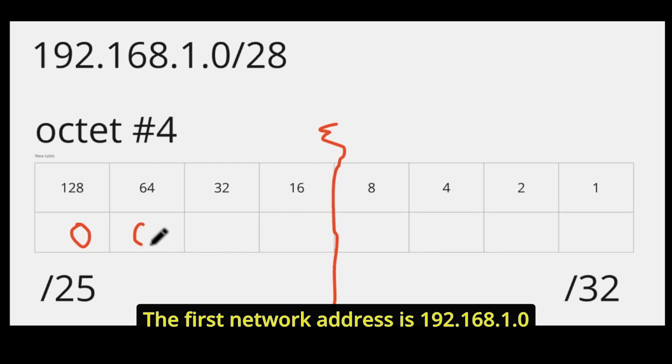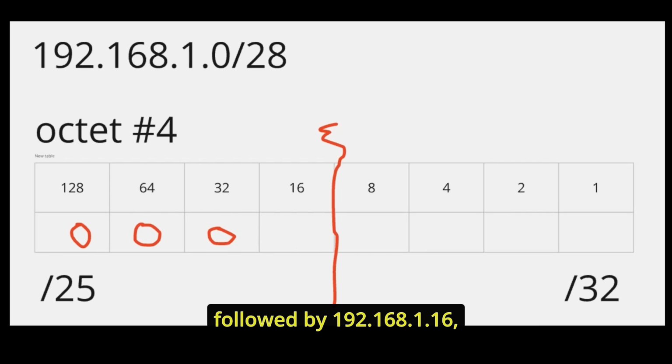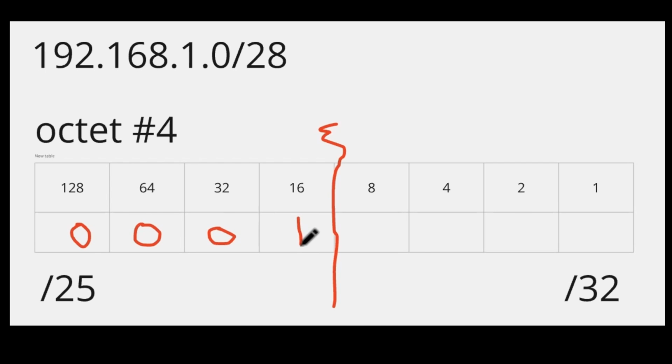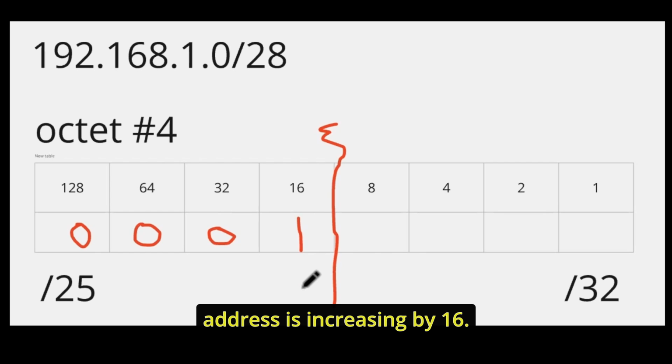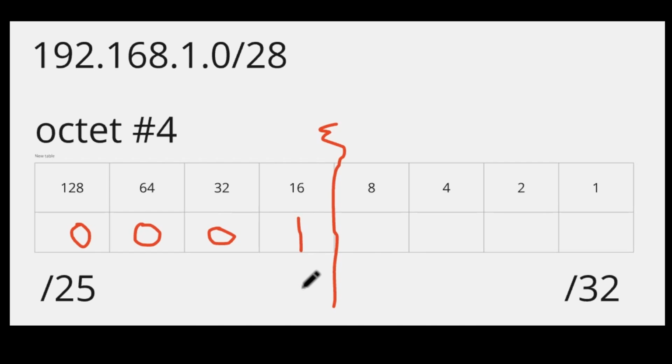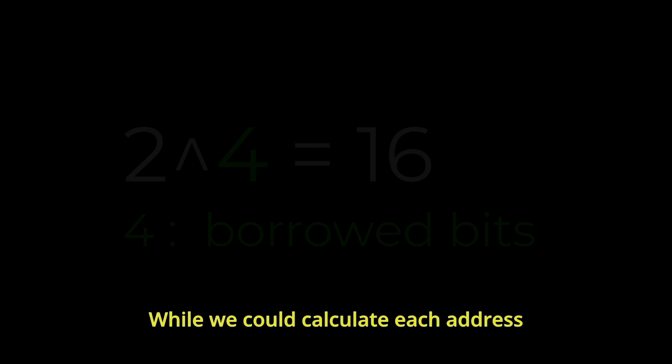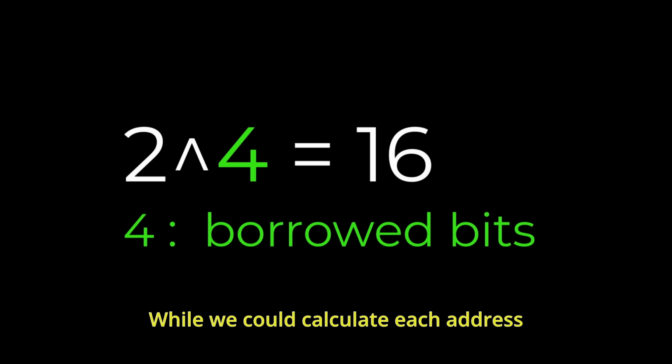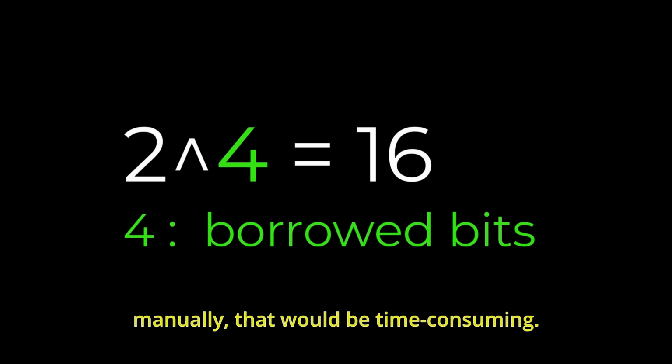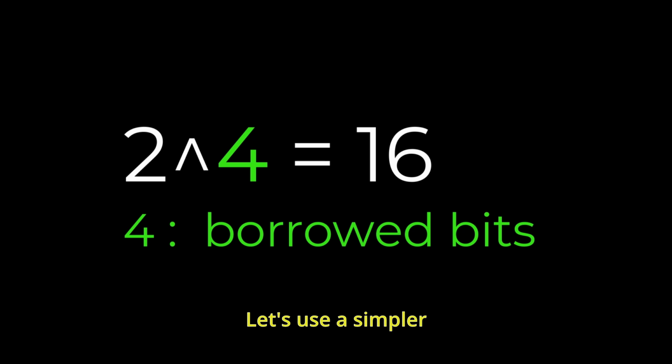The first network address is 192.168.1.0, followed by 192.168.1.16, with subsequent addresses increasing by 16. Well, we could calculate each address manually. That would be time-consuming. Let's use a simpler mathematical approach.